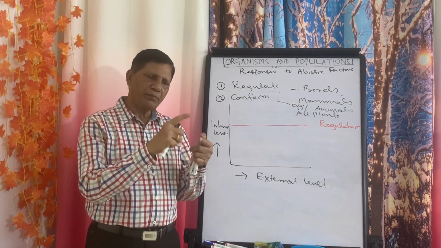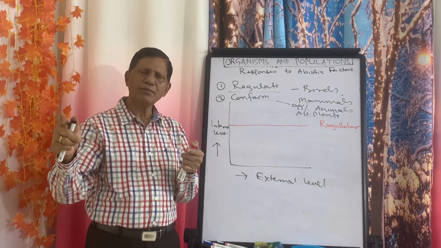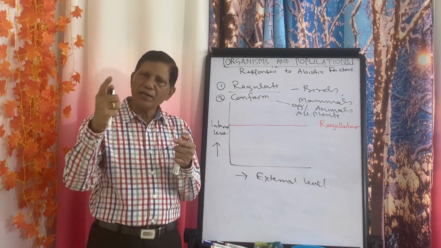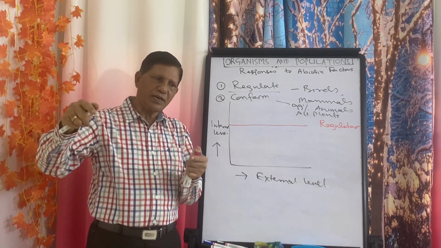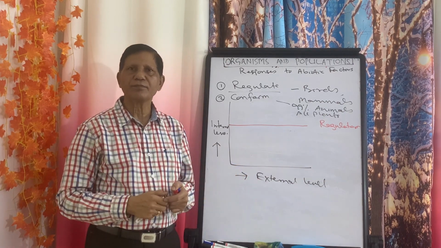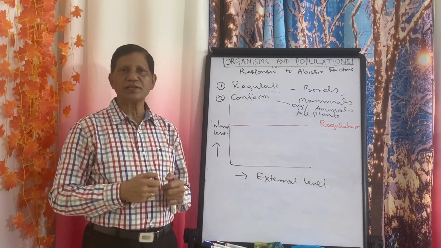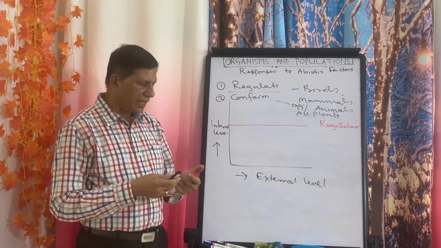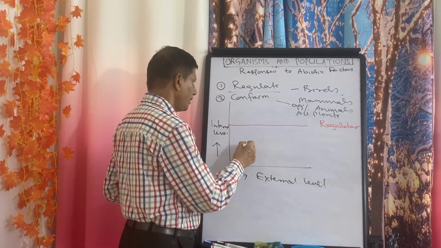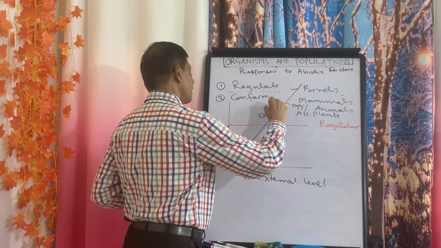If you take one freshwater fish and put it in a saline condition, it cannot survive because the concentration is high. It cannot adjust itself. Similarly, if you take one marine fish and put it in inland water, ponds or lakes, it will not survive. Because they are conformers, their internal condition cannot be adjusted. So in that case, the graph will be like this. They are known as conformers.